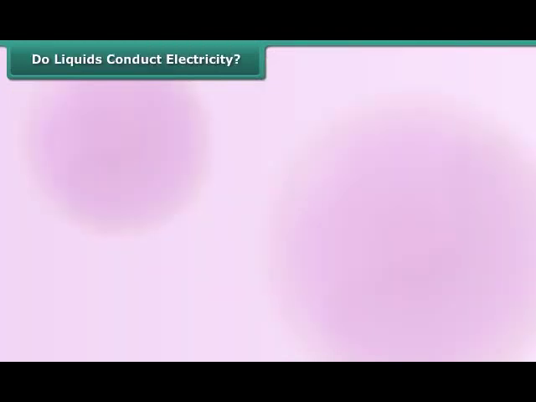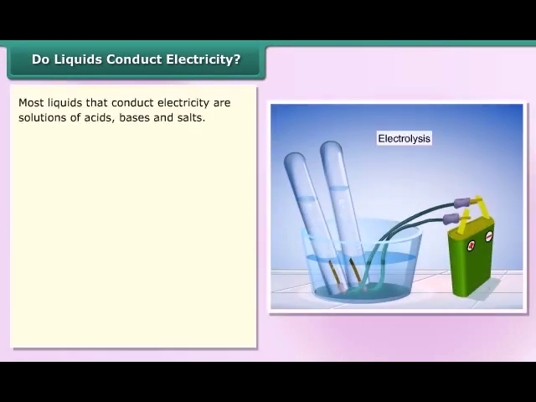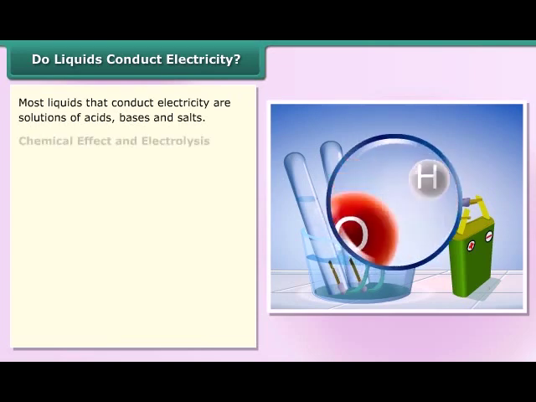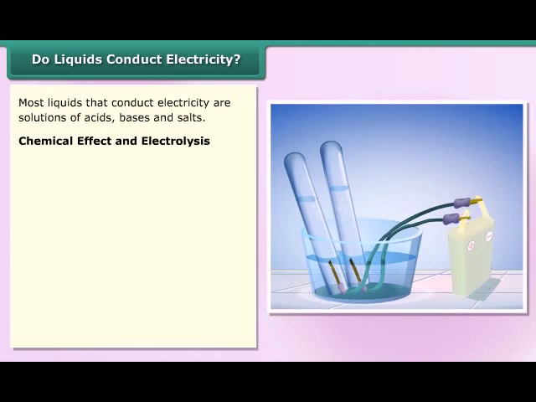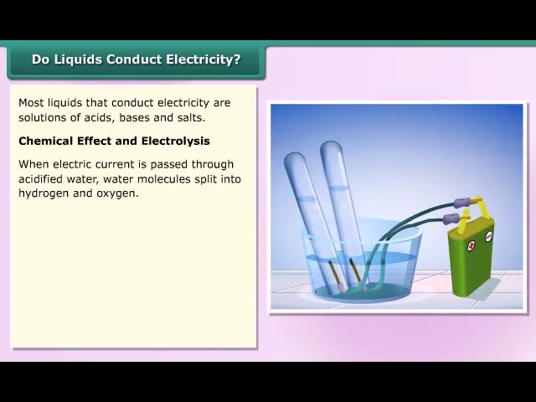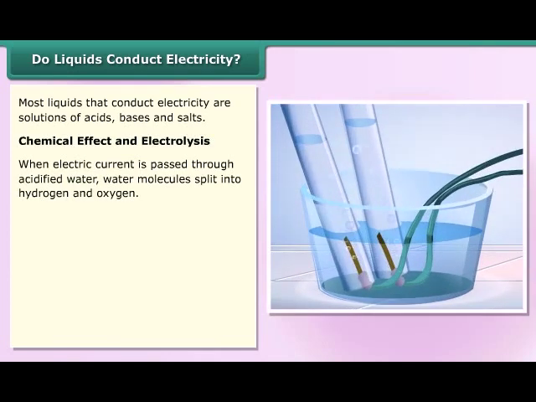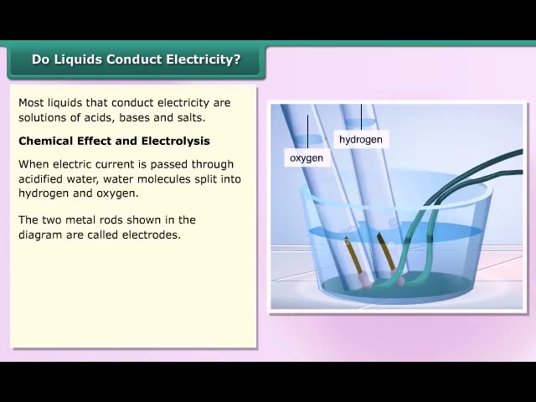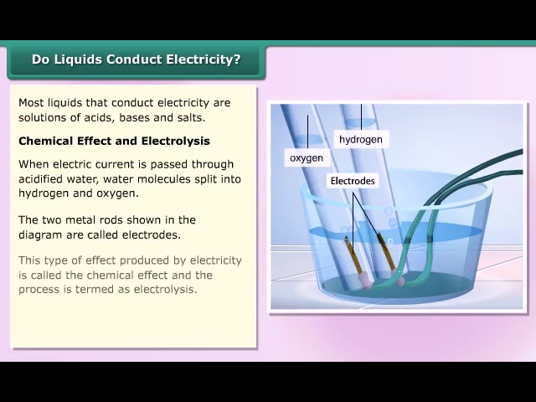Do liquids conduct electricity? Most liquids that conduct electricity are solutions of acids, bases, and salts. Chemical effect and electrolysis. When electric current is passed through acidified water, water molecules split into hydrogen and oxygen. The two metal rods shown in the diagram are called electrodes. This type of effect produced by electricity is called the chemical effect, and the process is termed as electrolysis.